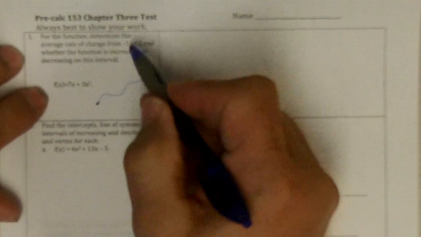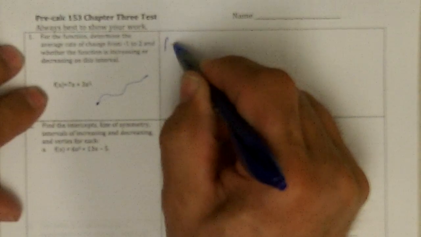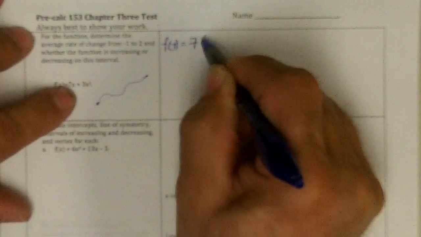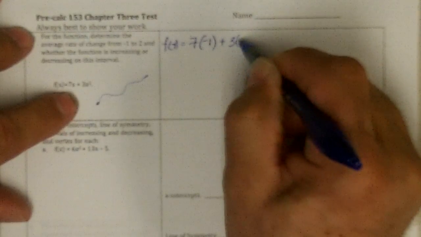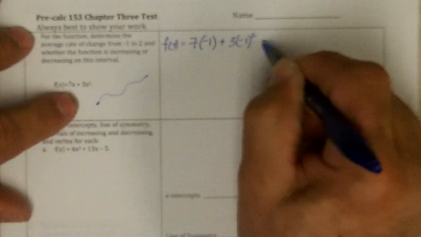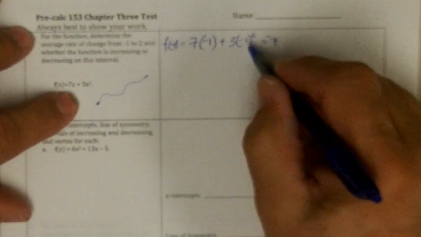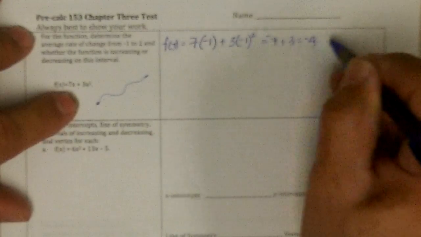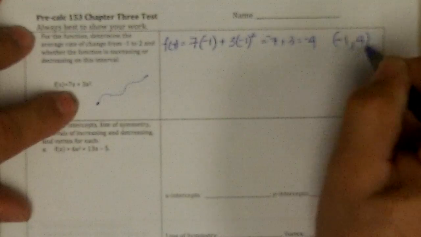So we'll find out what the slope is, what the point is at one end of the interval, minus 1, by putting minus 1 into the equation, which is 7 times negative 1 plus 3 times negative 1 squared. That's negative 7 plus 3, or negative 4. So minus 1, negative 4 is one of the points.